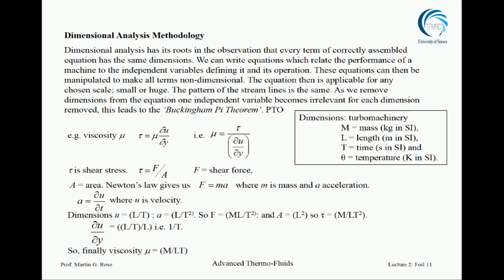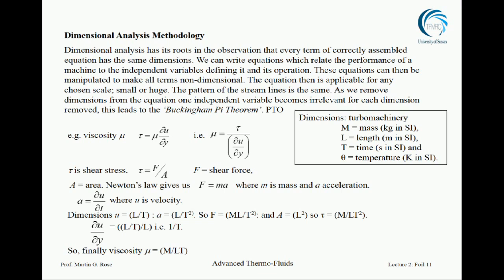When I say every term, I mean every term added or subtracted. The terms which are multiplied together as a conjunction need not have the same dimensions. But it's the terms which are added and subtracted that have to be all dimensionally identical. Otherwise, the mathematics of the expression is wrong. Now, in order to carry out this analysis, we need to be able to work out what the dimensions are of the various numbers that we need to use in design and in experimentation.